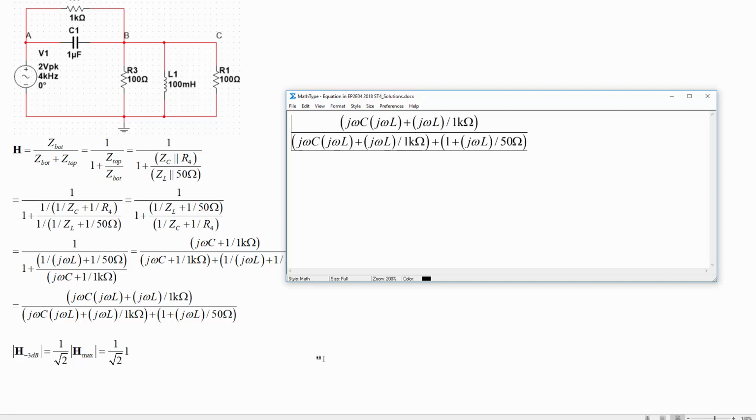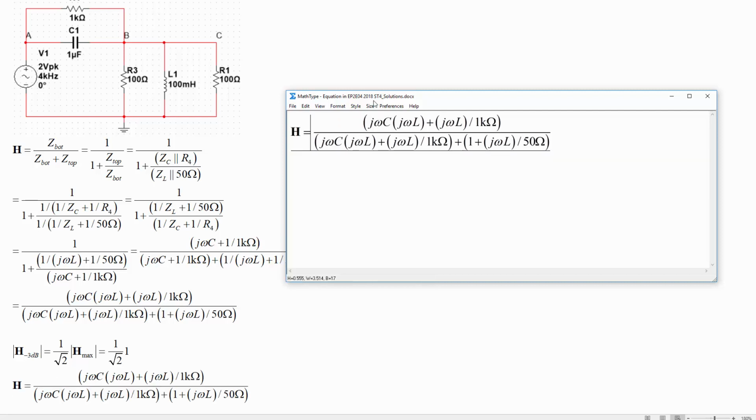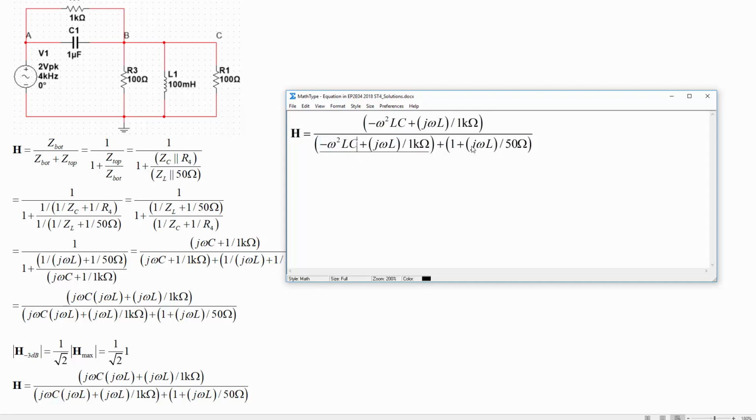Actually, before we do that, let's just clean this up a little bit. So the numerator here, we can combine the j's together, and that j squared omega c will be negative omega squared c times the L that we had there, and then plus j omega L over 1k, okay? And then same thing for this denominator term. And then we can combine the real and the imaginary parts, collect the real and the imaginary parts together. So we might write the denominator in a form where they're collected as well.